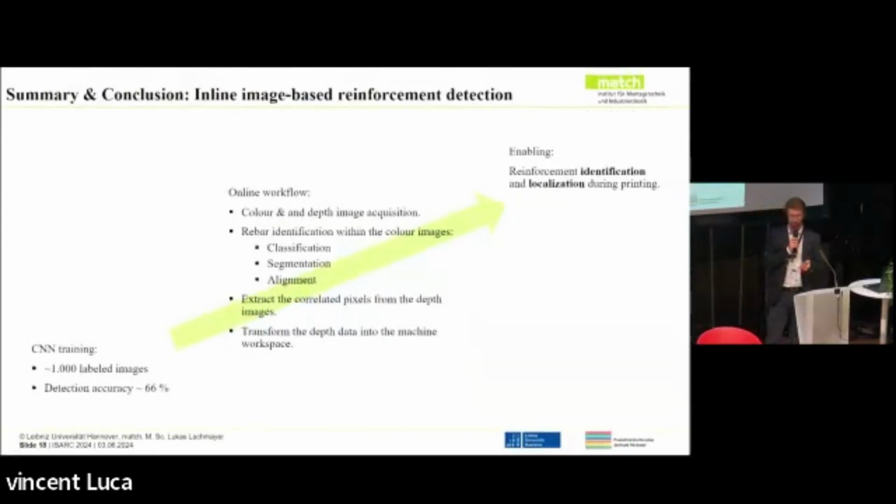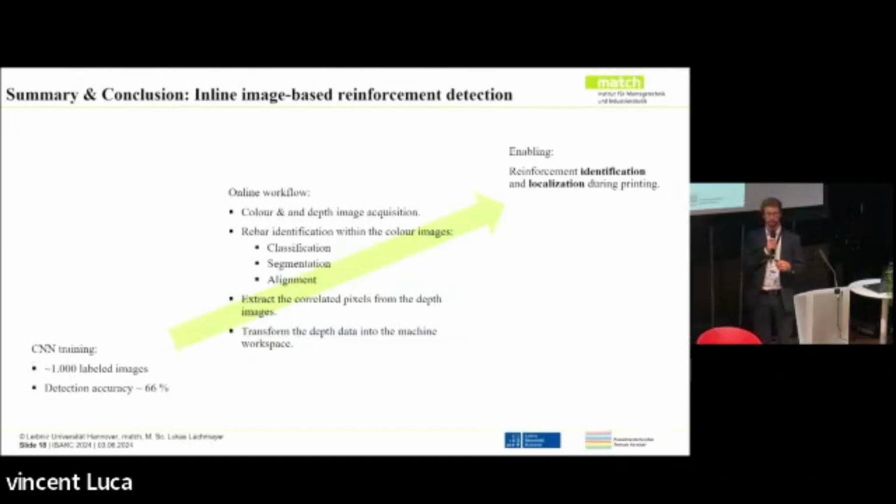So coming to a short summary and conclusion, we used about 1,000 labeled data sets for training. The detection accuracy is about 66%. We proposed a workflow to get from the acquired depth and camera images to the depth pixels, transfer them into the workspace to later on have more or less two point clouds. One is the concrete point cloud, the other one is the reinforcement point cloud. For us, in this case, it's important for the controller.